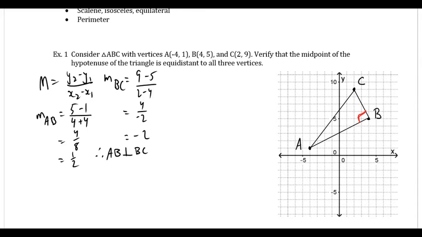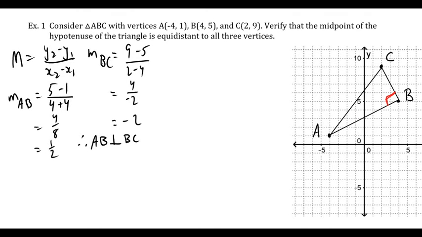Now, what exactly is this question asking us to do? Verify that the midpoint of the hypotenuse is equidistant to all 3 vertices. What do you think equidistant means? Sarah? Same distance away. Equidistant. That makes sense, right? Equidistant to all 3 vertices.